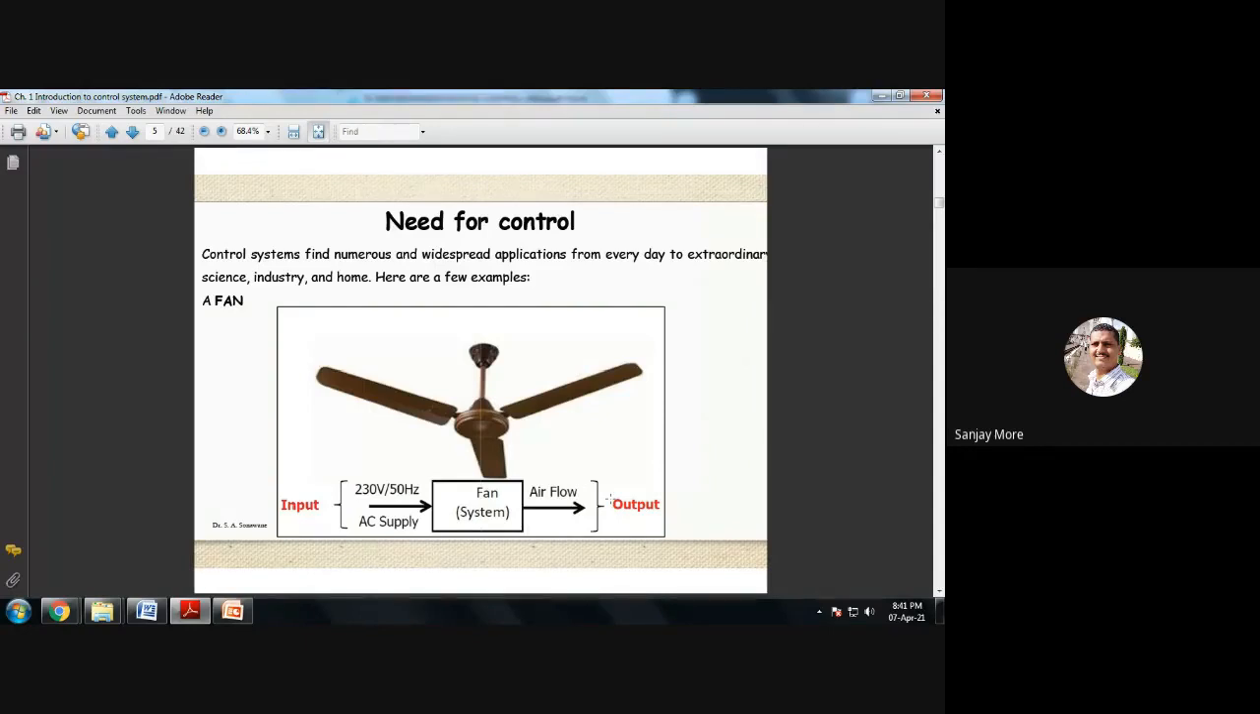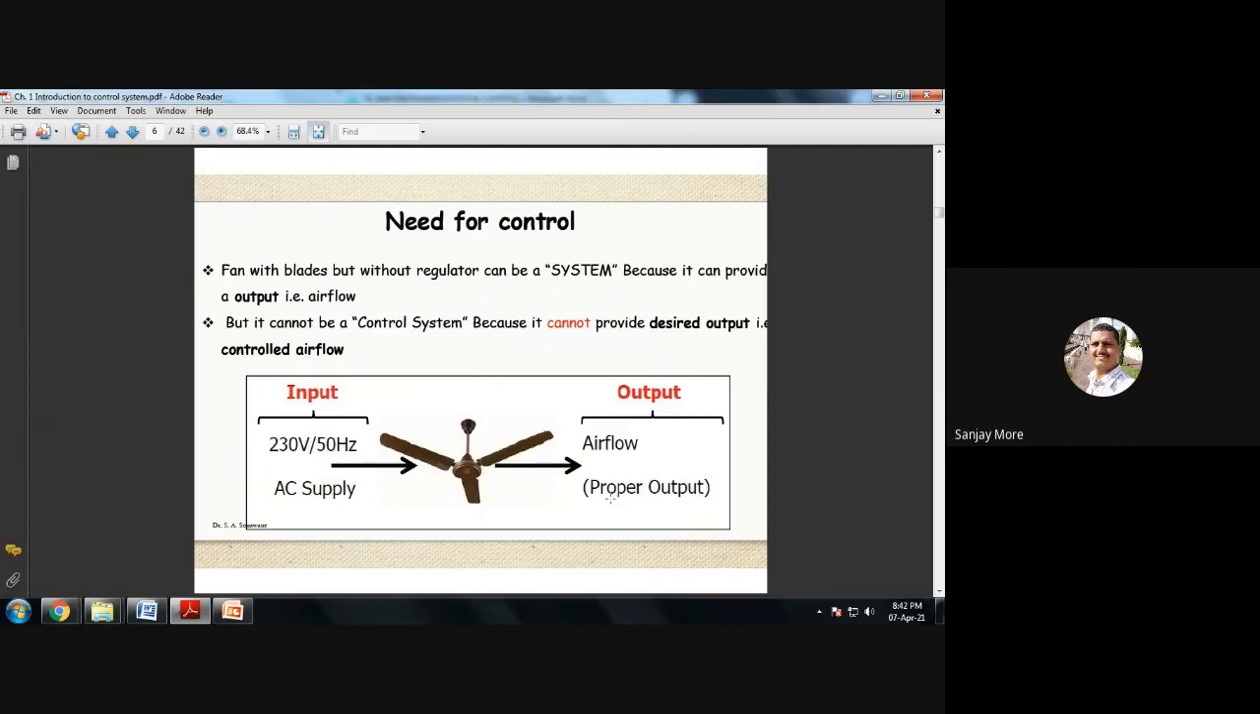Okay, so in this example, you have to use a control system to regulate the speed to maintain the temperature or the passing airflow. See the details. The fan blades can provide output even without regulation. Means the fan gives output as an airflow. But if you have not used the control system, you do not get the desired output.